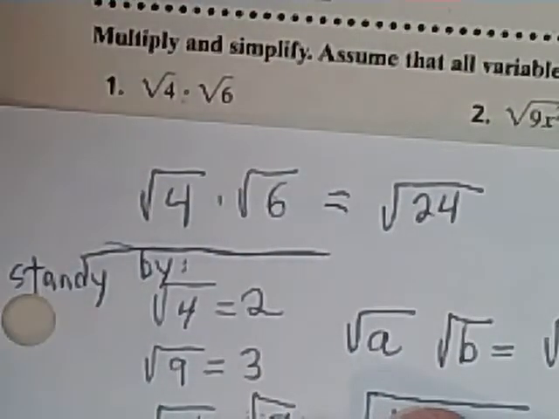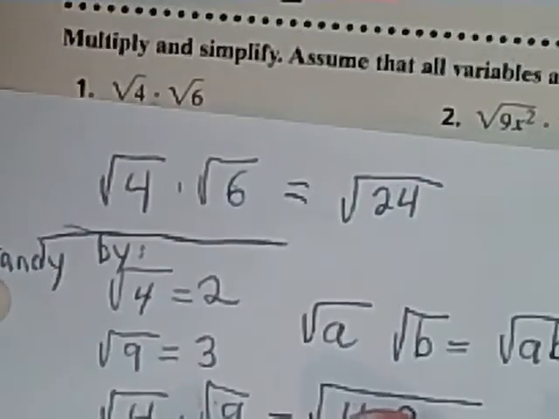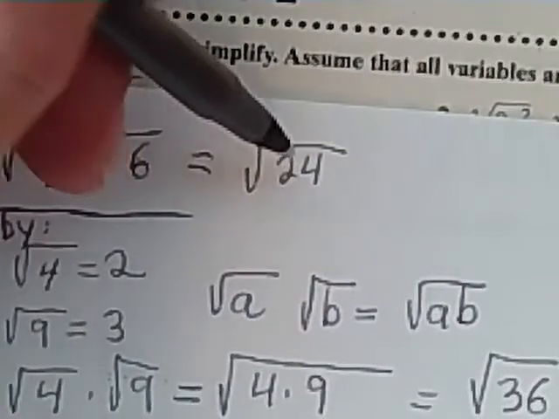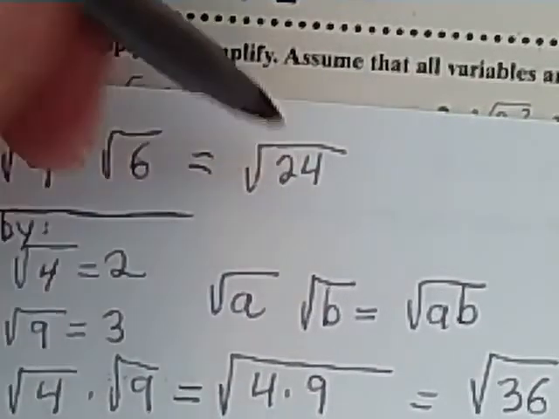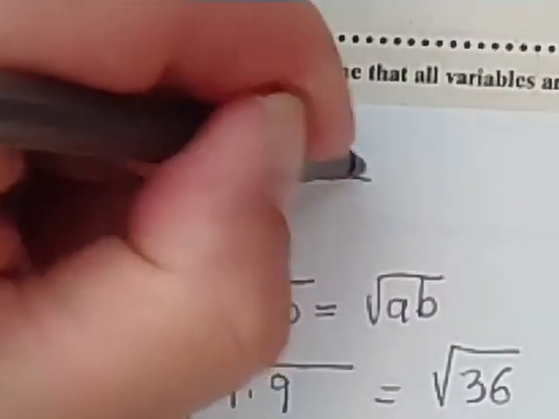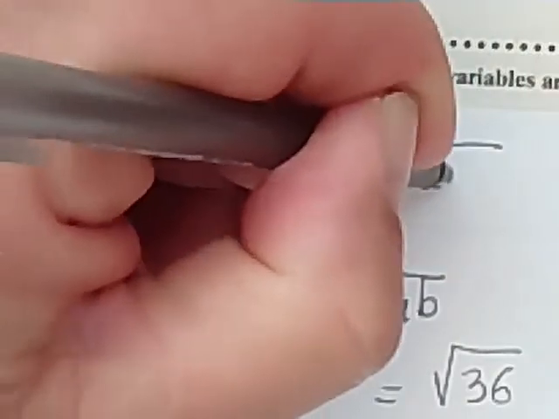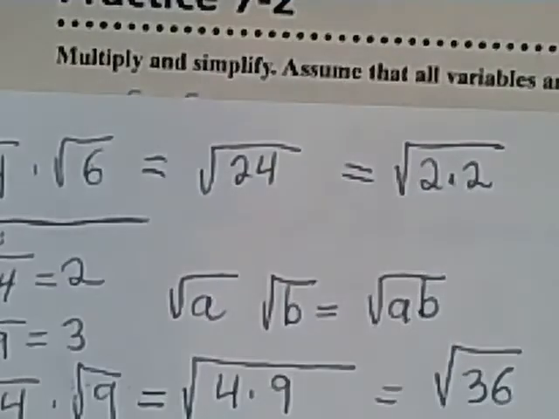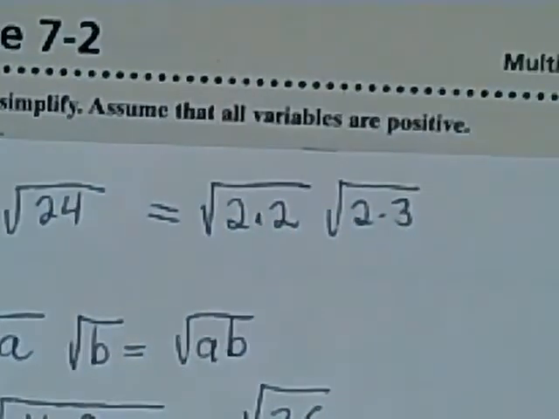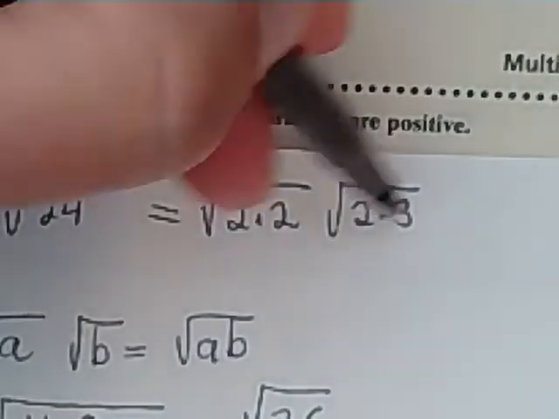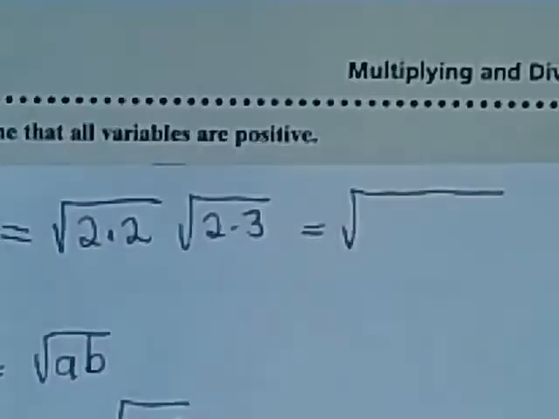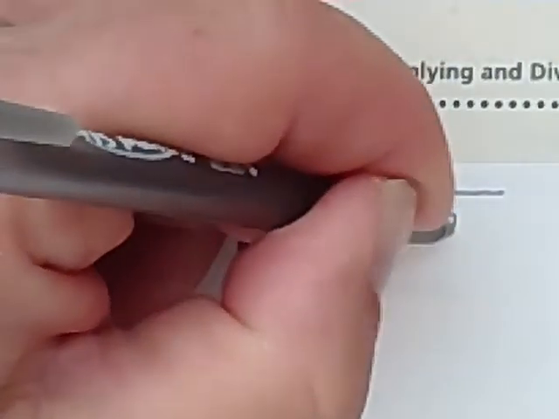Now that doesn't do much for us right now. We still need to simplify it, okay? So another way to get to this value is to break apart the 4 and the 6. That is the square root of 2 times 2 times the square root of 2 times 3. Now I can multiply all of these underneath the radical sign: 2 times 2 times 2 times 3.